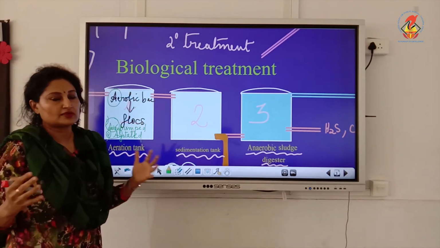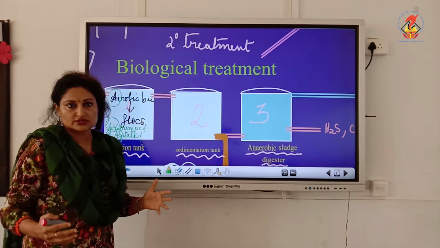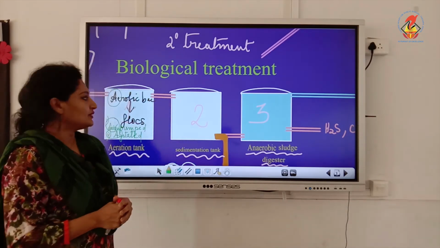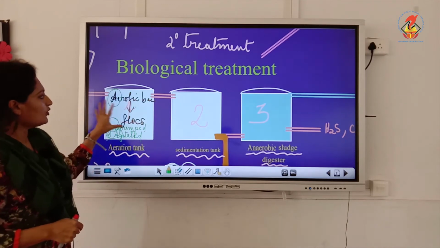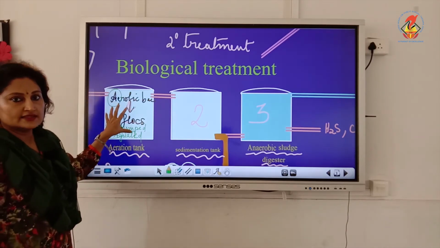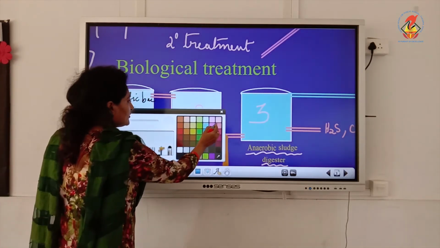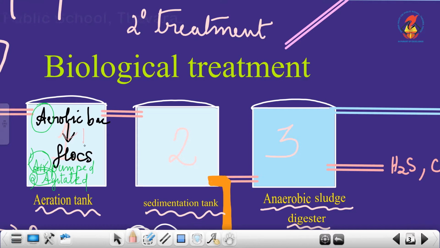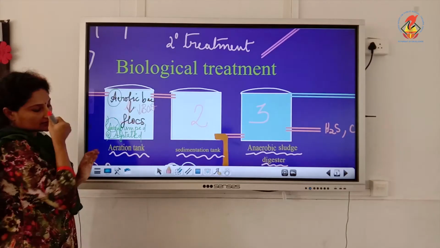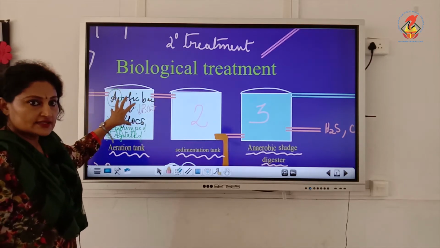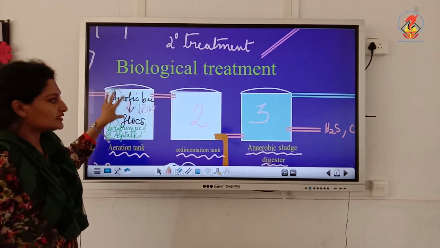The aerobic bacteria becomes into flocks, and I told you what are flocks. Aerobic bacteria entangled or associated with the fungal filaments. So this is maintained. How long is this water held here? It is held here until the BOD is brought down significantly. So this is maintained till the BOD is brought down low. Now later I will explain what this BOD is. So the water is held in this tank till the BOD is significantly reduced.